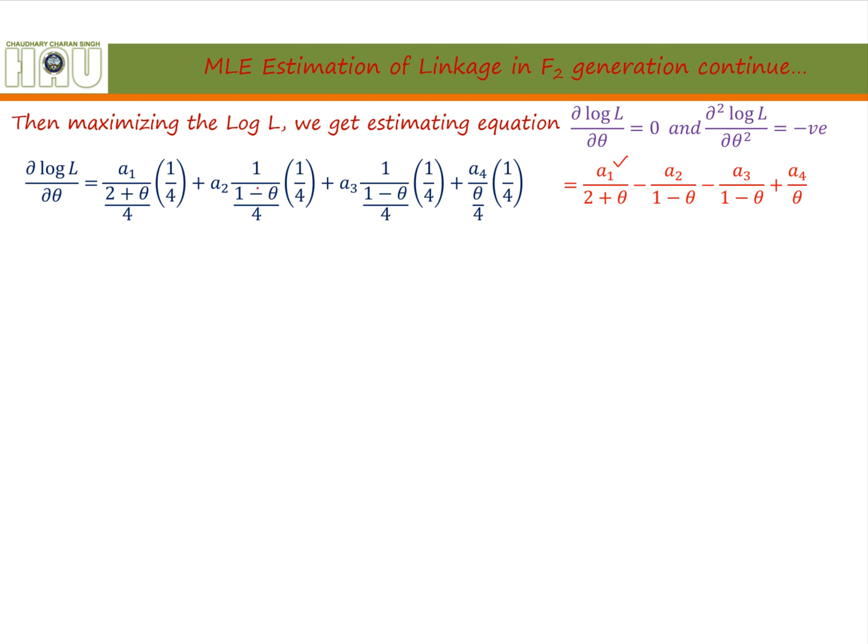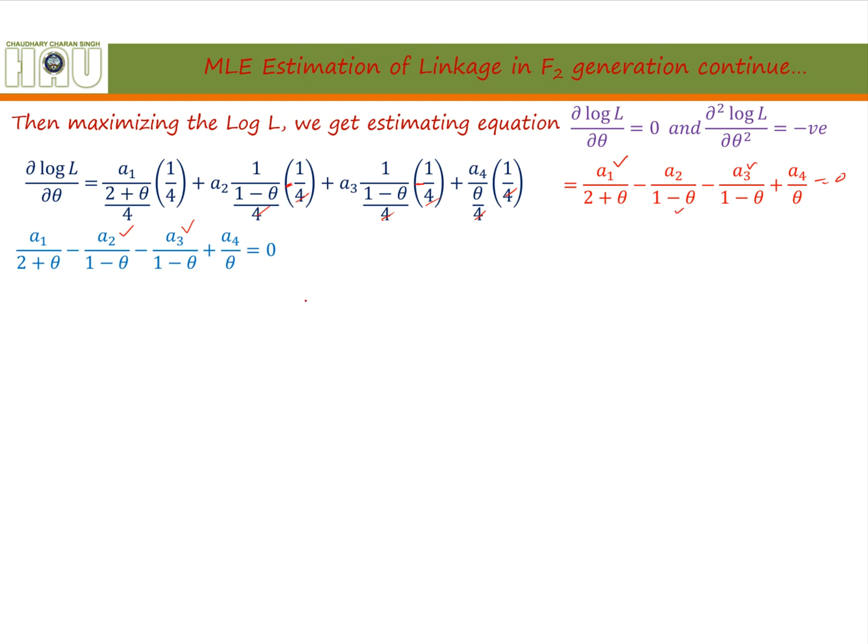Why is it minus? I have forgotten to write something. This is minus 1 by 4 and this is again minus 1 by 4. So this 4 cancelled with this, minus a2 by 1 minus theta. And here this cancelled, so I will get minus a3 by 1 minus theta plus a4 by theta, and equate this equation equal to 0. What I will get? a1 upon 2 plus theta minus a2 upon 1 minus theta minus a3 upon 1 minus theta plus a4 upon theta is equal to 0.